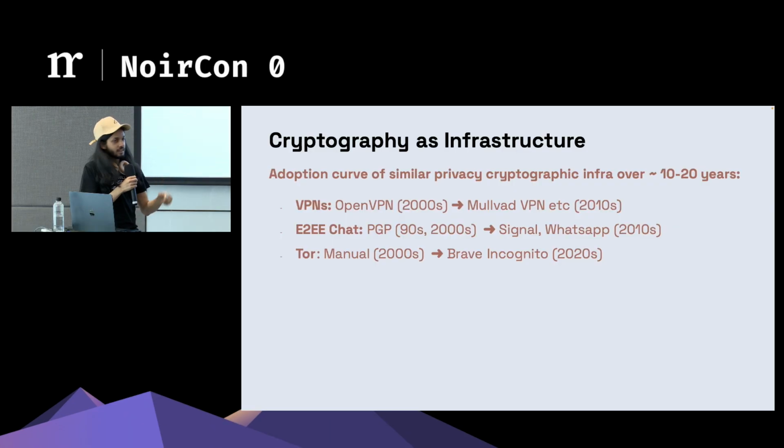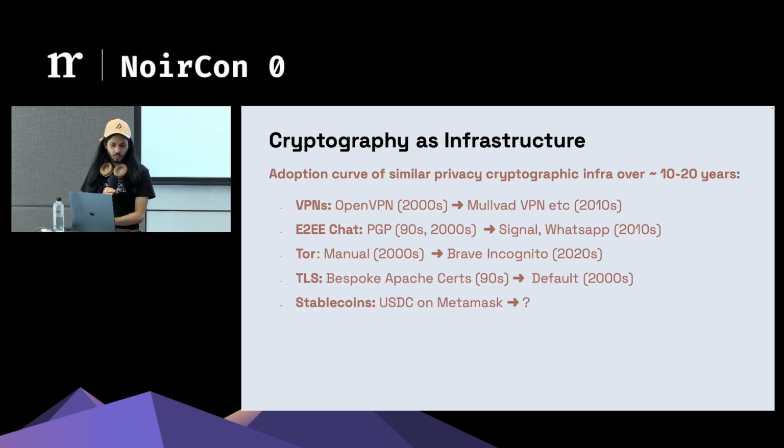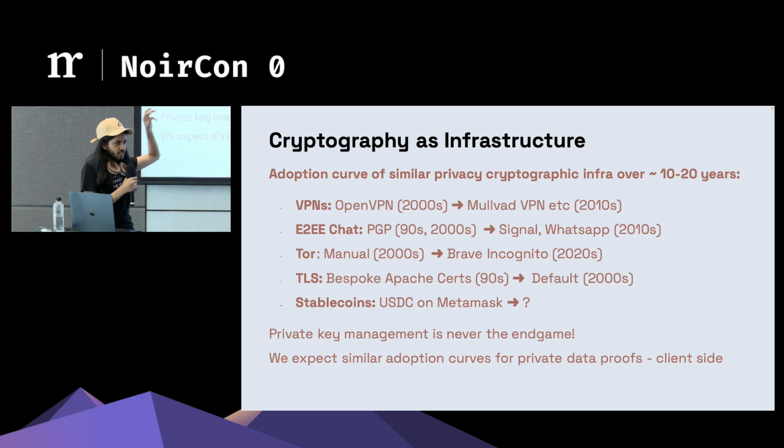Very manual setup. Now it's by default embracing incognito. Similarly with TLS, it went from bespoke to default. And you can say the same thing for crypto, where basically you have private data, private state, private keys, whatever, and like all of these other pieces of cryptographic infrastructure, you expect the adoption curve to not go through centralized intermediaries that store your private data, but for you to have that private data locally.